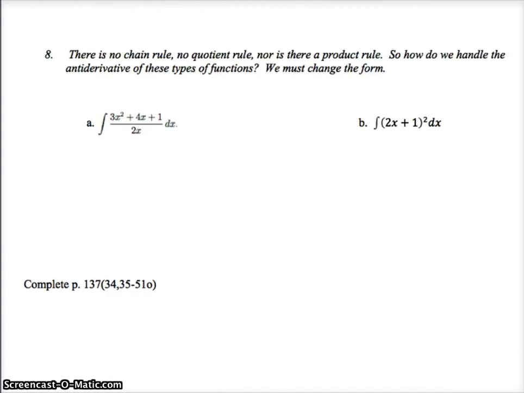So for rule 8, I want to point out that there is no chain rule, there is no quotient rule, nor is there a product rule with antiderivatives. So how do we handle finding the antiderivative of these types of functions? Well, if you look at example A, we have 3 terms in the numerator and only 1 in the denominator. So we will have to rewrite this function as a function of 3 individual terms. Then that will allow us to find the antiderivative of each individual term.